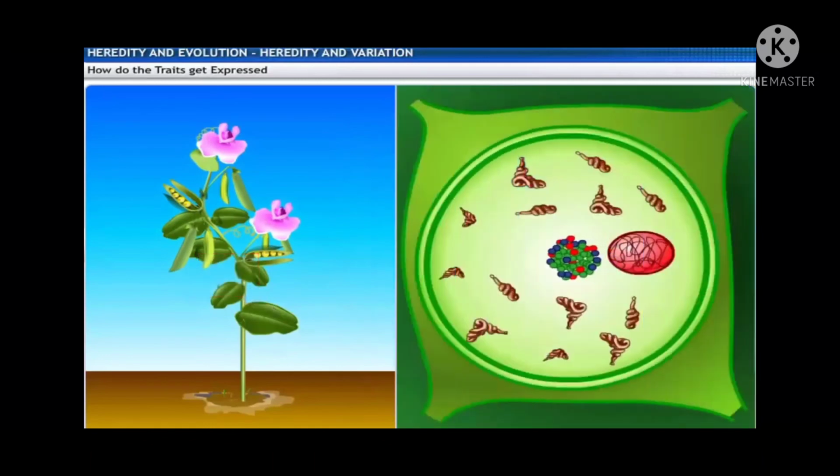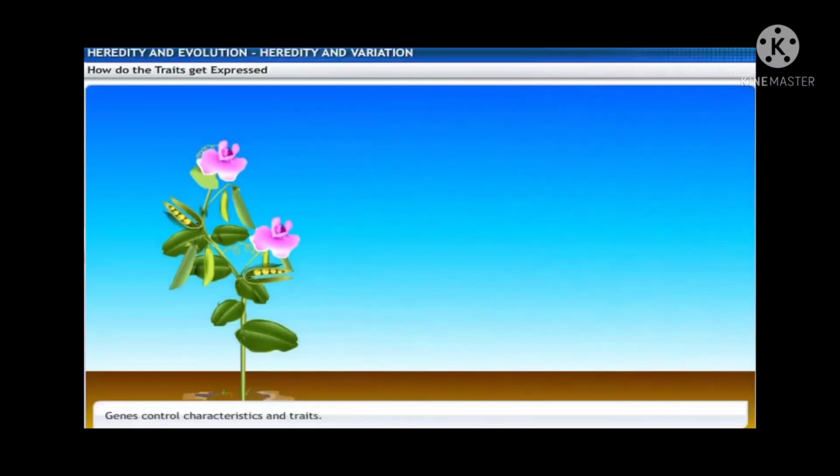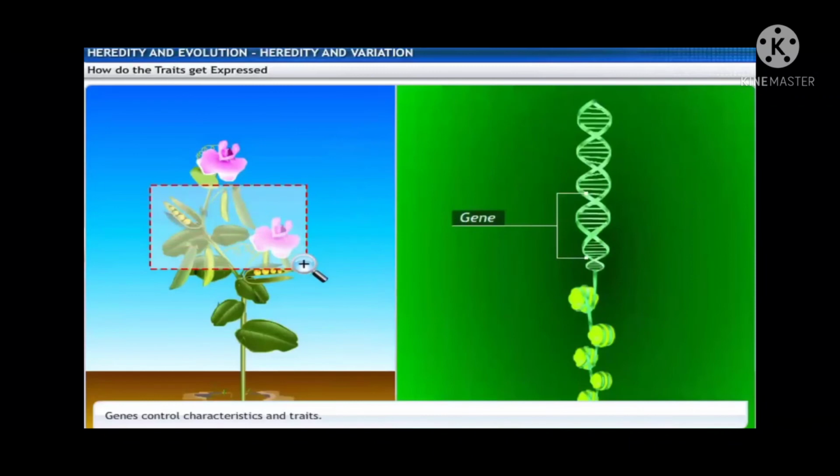However, if the gene for that enzyme has an alteration that makes the enzyme less efficient, the amount of hormone will be less, and the plant will be short. Thus, genes control characteristics or traits.